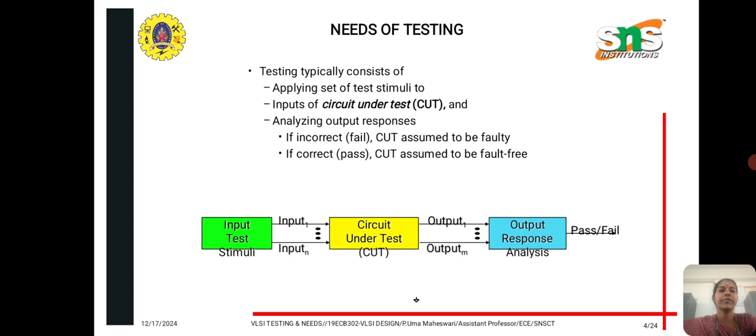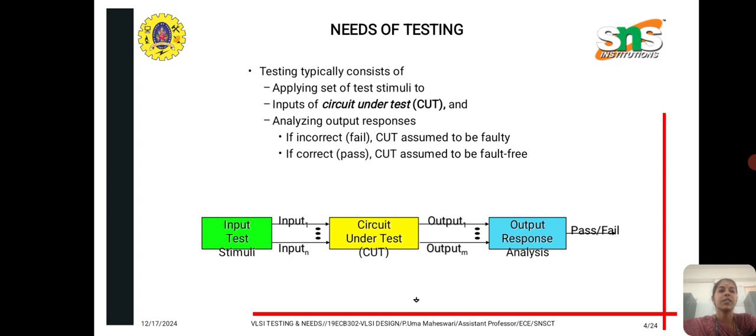Testing typically consists of applying a set of test stimuli to the inputs of the circuit under test, CUT, and analyzing the output responses. If it is correct, that is, if it passes, the CUT is assumed to be fault free; otherwise, the circuit under test is assumed to be faulty.